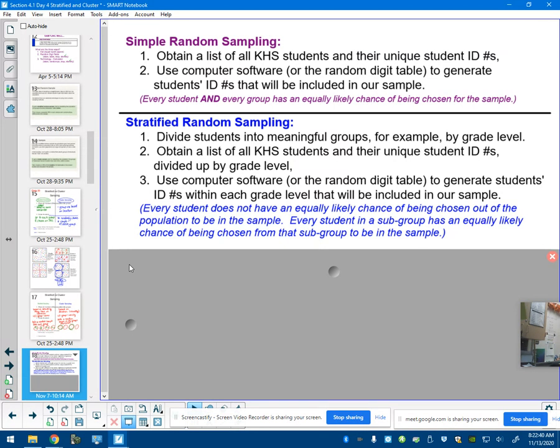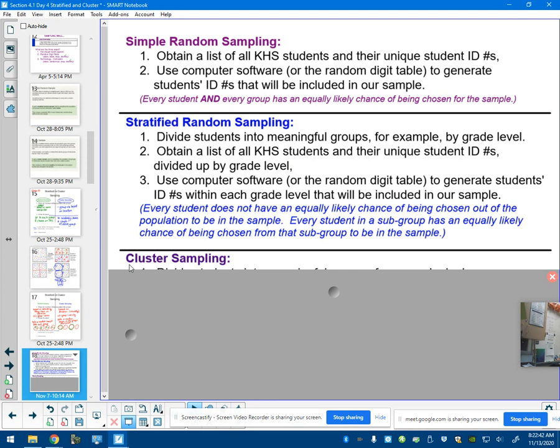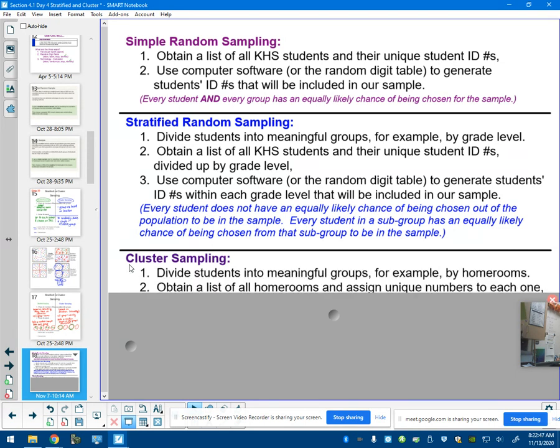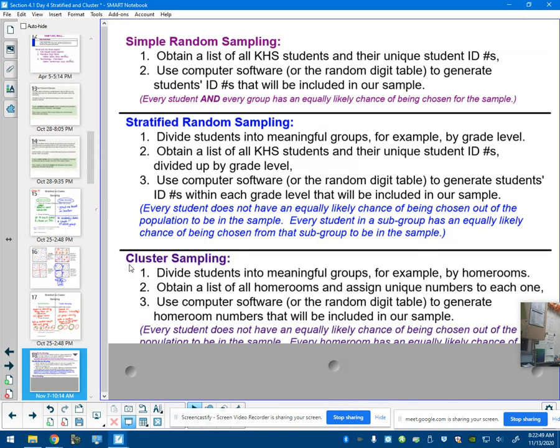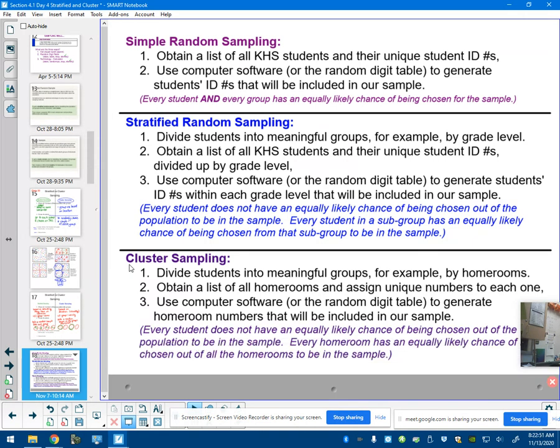But okay, what's cluster? Put them into freshmen, sophomores, juniors, seniors, and then randomly go ask all the freshmen, are you coming to the play?